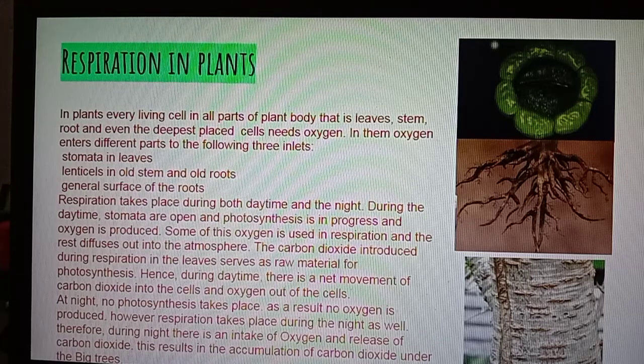So in daytime, through photosynthesis we get oxygen, and using that oxygen, respiration takes place, while during the night no photosynthesis takes place. As a result no oxygen is produced, so from where will we get oxygen? But respiration takes place during night as well. During night there is an intake of oxygen. At night oxygen is taken from the surroundings and carbon dioxide is released.